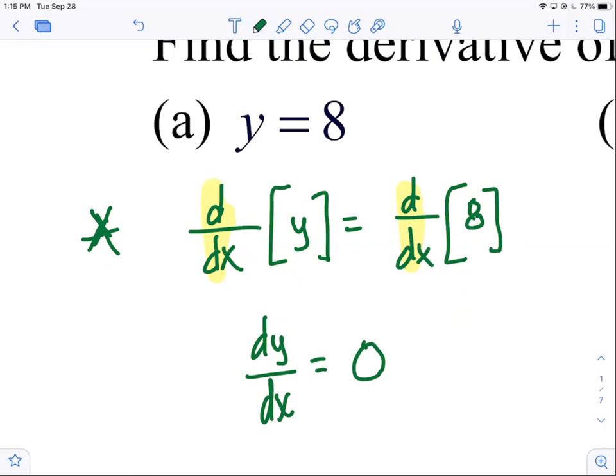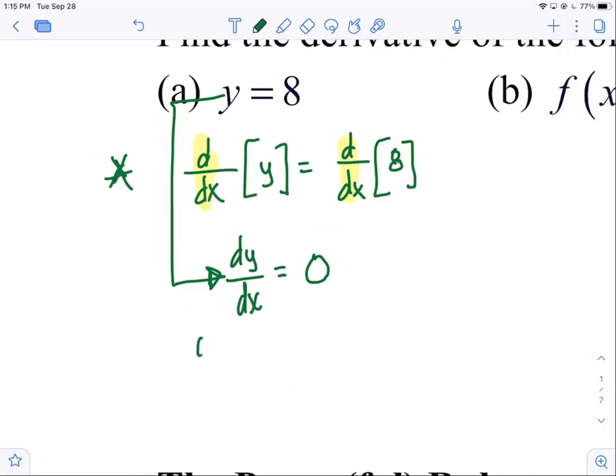In the future, you can go straight from here to here. You don't just put a 0. Or, if you prefer, you could call it y prime equals 0. Either one. Y prime is again just shorthand for the derivative. Leibniz notation has the dy dx, and then function notation is the prime notation. All right? Very good.